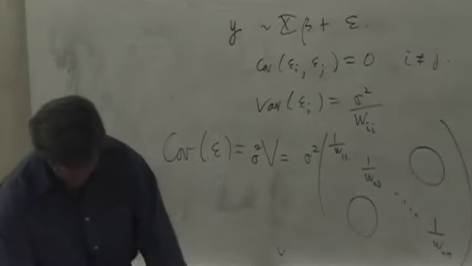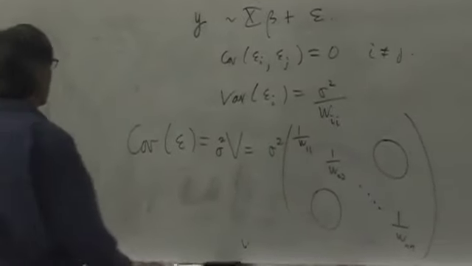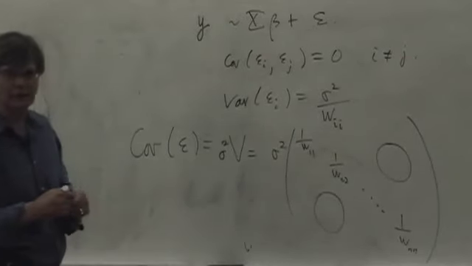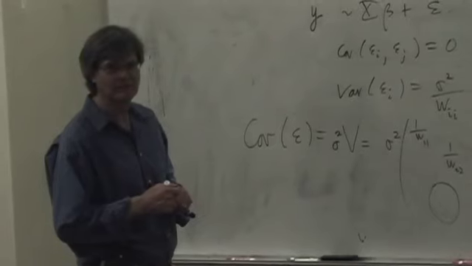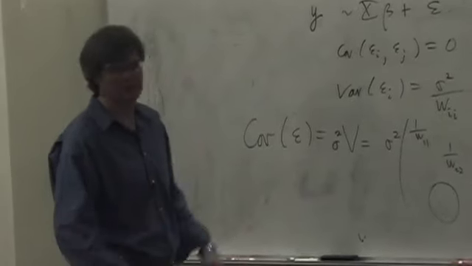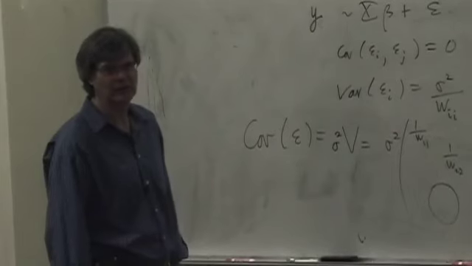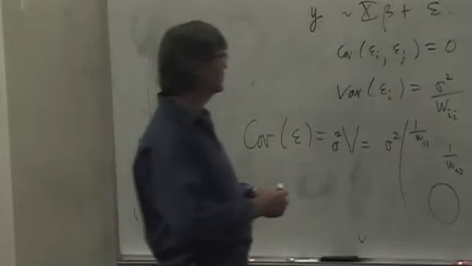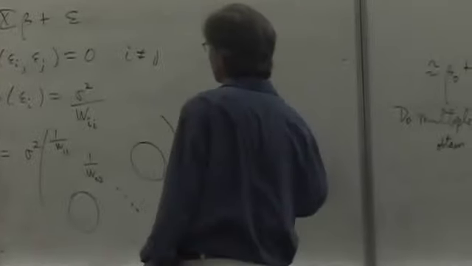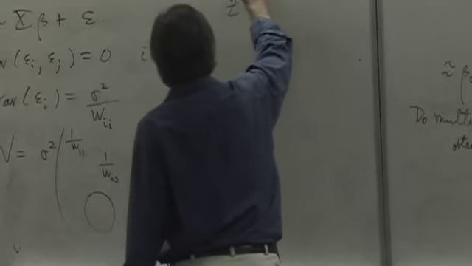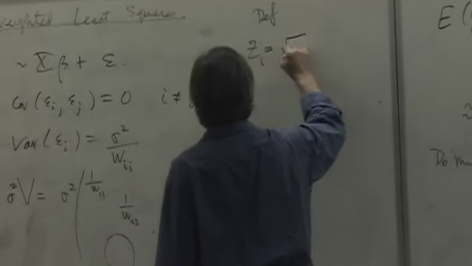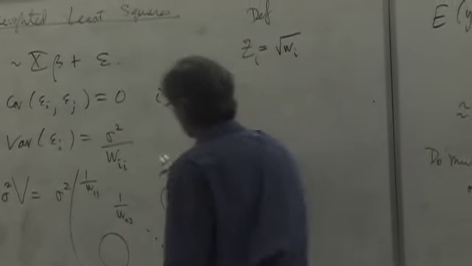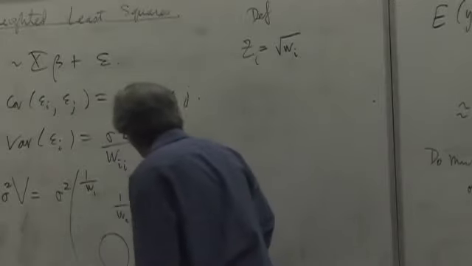What could you do? How could you transform the variables to make the error variance constant? If you simply have the variances as 1 over w_ii times sigma squared, what you can do is simply define z. So you transform both y and x. Define z_i equals the square root of w_i. I'm sorry, this is not an i, I only need one index for these w's.